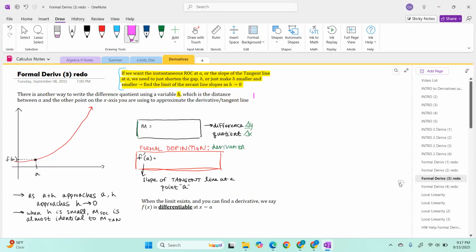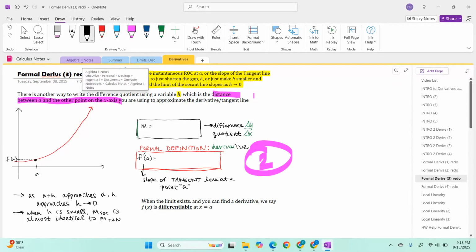There is another way, which I'm going to put a 2 here. There is another way to write the formal definition of the derivative. Okay, there's another way to write it. So let me make a note here. There's another way to write the difference quotient using h. Okay, so you might be wondering, what is h? We're going to call h the distance between a and the other point on the x-axis that you have to use to approximate the derivative or the tangent line.